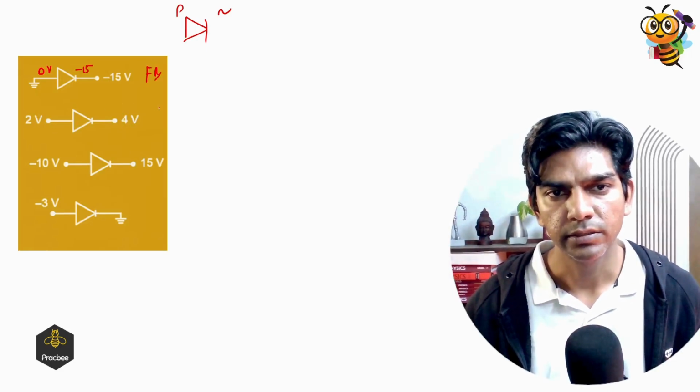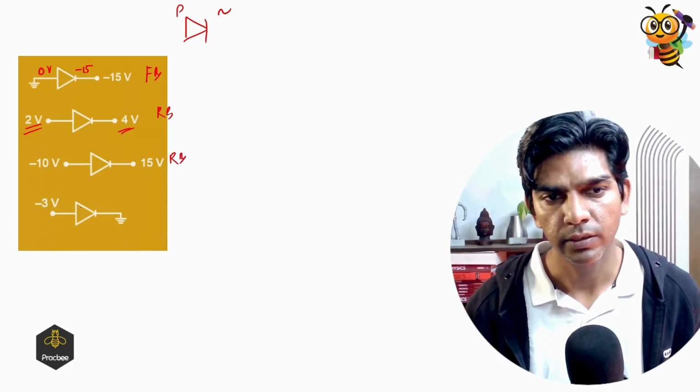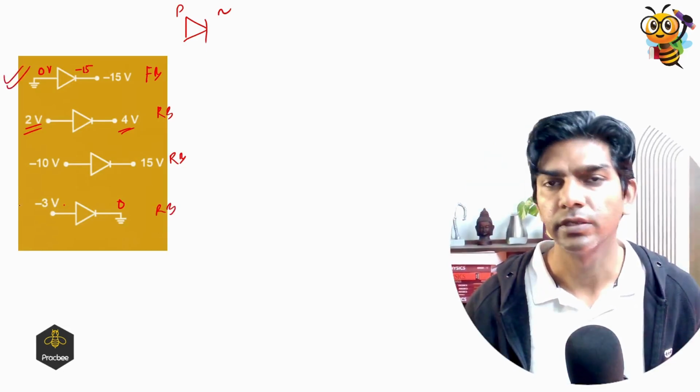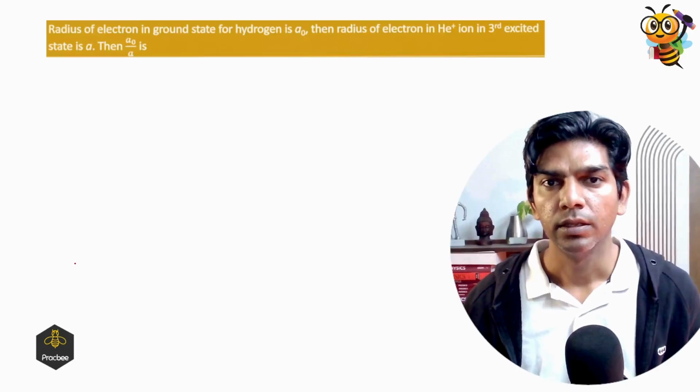Here it is in reverse biased because this is 2 and this is 4. Here it is again reverse biased, and here we have 0 and here we have minus 3, again reverse biased. So option 1 is the right answer. Now let us see another question.